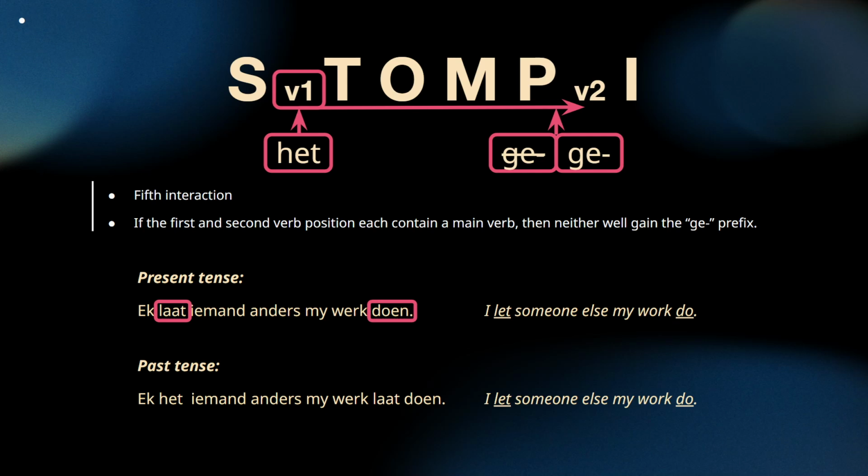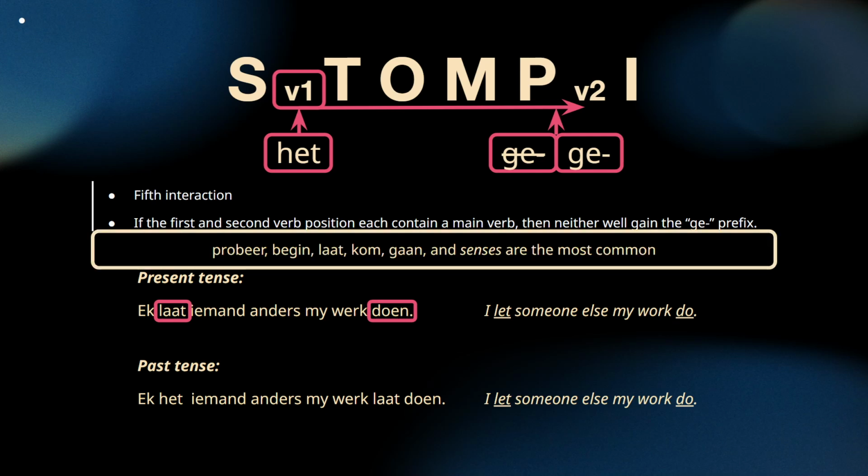On to the fifth interaction. If the first and second verb position each contain a main verb, that means not an auxiliary verb, then neither will gain a ge prefix when they move to the second verb position. Some teachers will teach that only the following words, probeer, begin, laat, kom, gaan, and then also the verbs that indicate your senses, proe as in to taste, hoor as in to hear, voel as in to feel, etc., that this rule only applies to this list of words. But they are just the most common words, and you're welcome to study these words or come up with a mnemonic to remember these words.